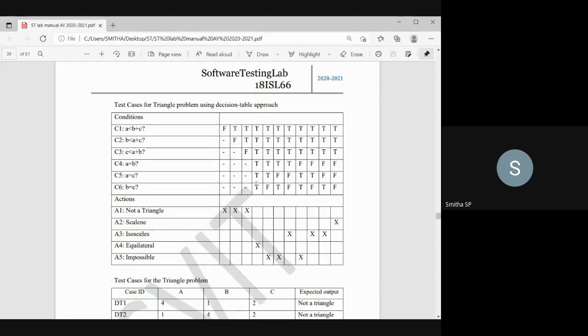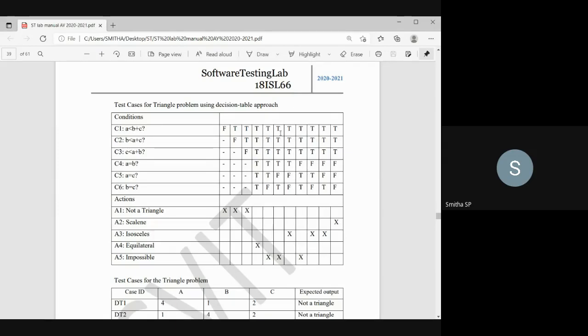Just think about this: A equals B, A equals C, so by the rule of transitivity B should equal C. But the input has been given as false. This is not a possible condition. You can't give the sides like that, so it is an impossible action. You can't give the inputs likewise, so it is impossible.